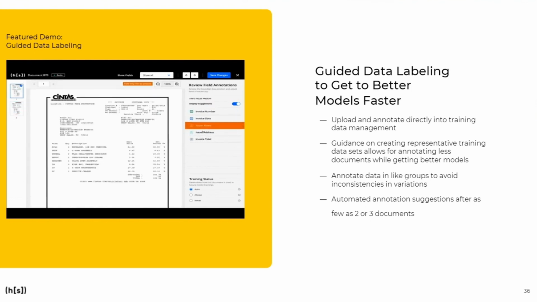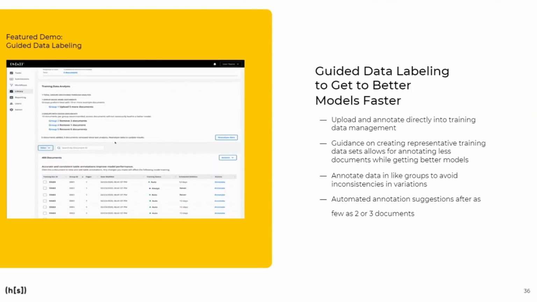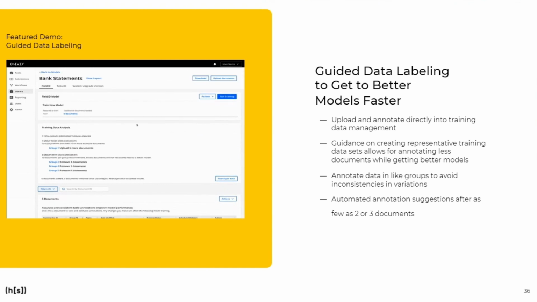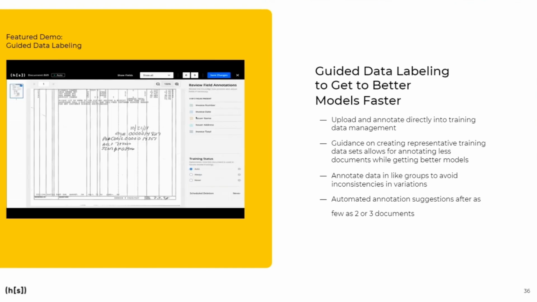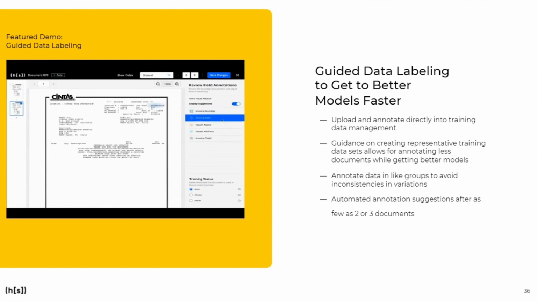Furthermore, you will be able to filter and view these documents in groups of similar looking documents to help avoid inconsistencies in those different document variations. Lastly, automatic suggestions for annotating will appear after as few as 2 or 3 documents, which helps speed up the data labeling process without compromising your accuracy.